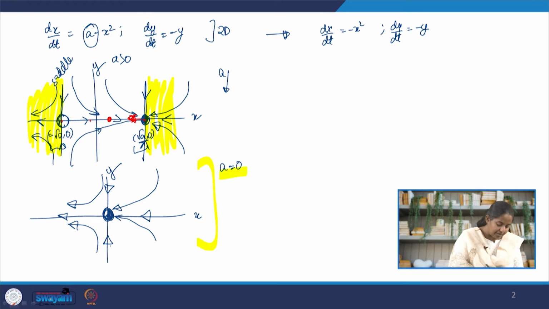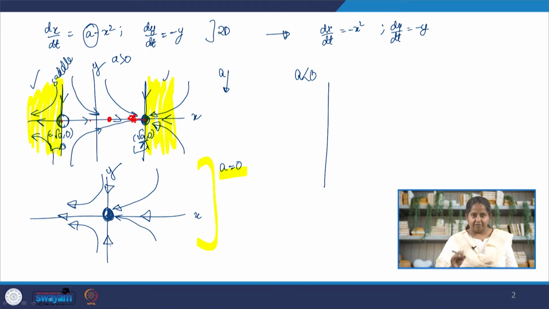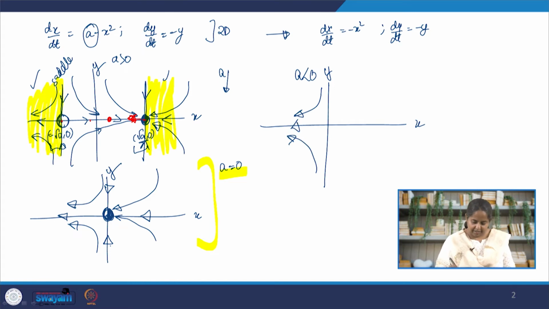Now what happens when a is less than 0? When a is less than 0, we no longer have fixed points. Now what's happening is that these two, the yellow highlighted portions, are further collapsing into each other. And what we get is a very peculiar case. It looks like this. So the flow is again quite similar to what we were seeing earlier.